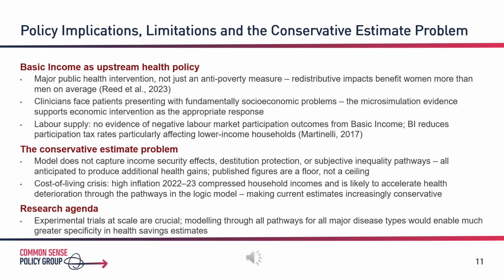The conservative estimate problem is the most important caveat. The model captures the health effects of permanent income level changes, using the between coefficient from the UKHLS income health regression. It does not capture the additional health benefits of income security, the psychological well-being effects of knowing that a regular payment will arrive regardless of employment status. It does not capture the effects of eliminating the destitution risk that many households face from benefit conditionality and sanctions.